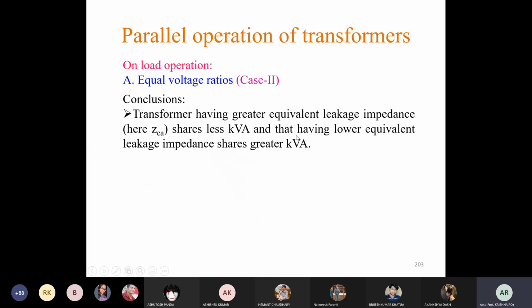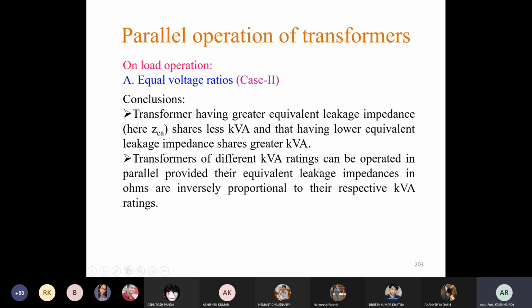So we can conclude that a transformer having greater equivalent leakage impedance shares less kVA, and one having lower equivalent leakage impedance shares greater kVA. Transformers of different kVA ratings can be operated in parallel provided their equivalent leakage impedances in ohms are inversely proportional to their respective kVA ratings. So this point is very important.